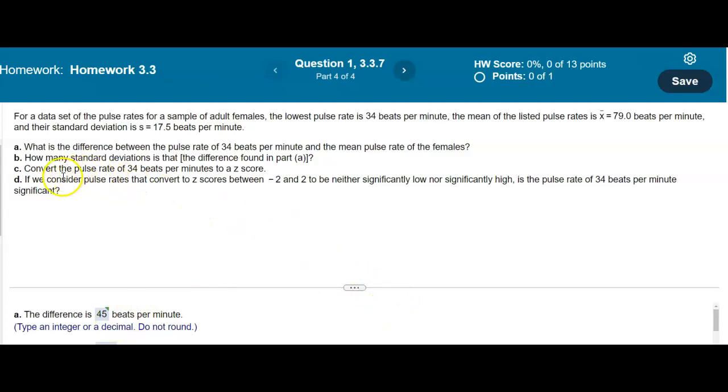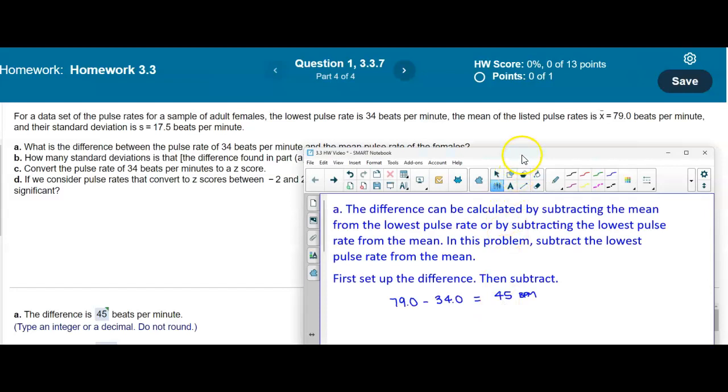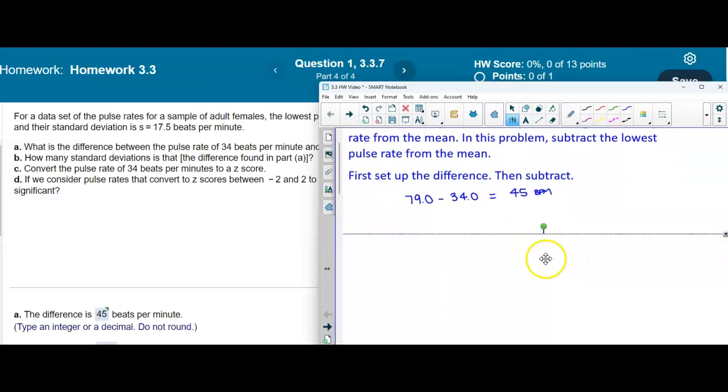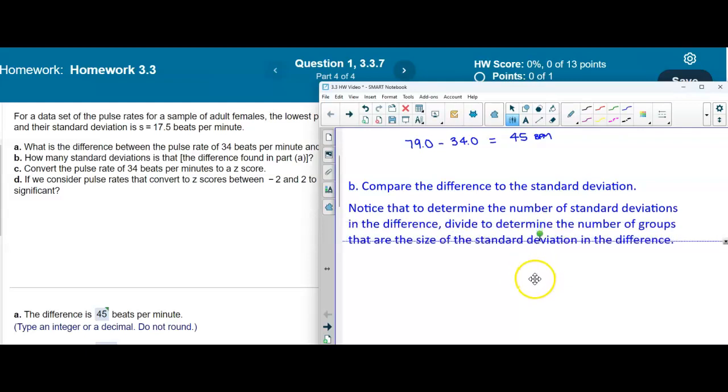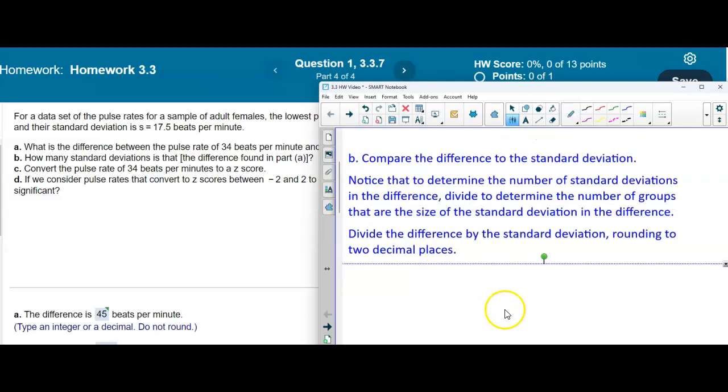Next question says, how many standard deviations is that? Meaning the difference found in part A. So what we want to be able to do is the following. I'm going to compare the difference to the standard deviation. Now notice that to determine the number of standard deviations in the difference, we divide to determine the number of groups that are the size of the standard deviation in a difference.